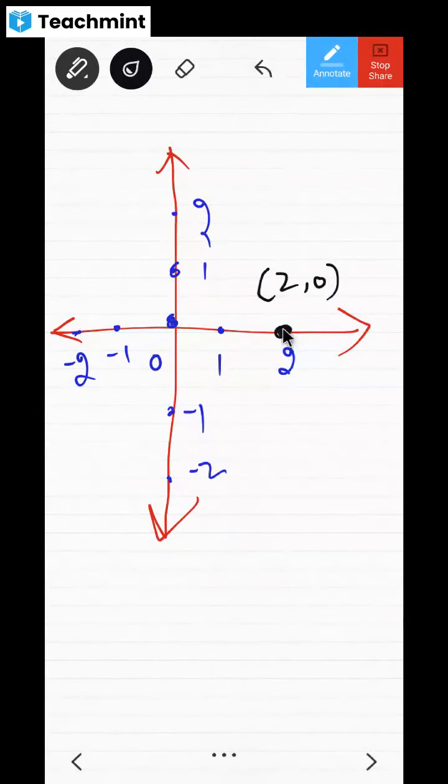What is the coordinate of this point? The coordinate of this point is 2, 0. Understood? This 2 is called the x coordinate, and this 0 is called the y coordinate. Understood?